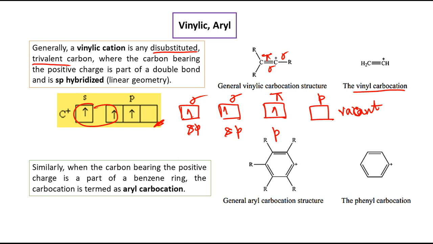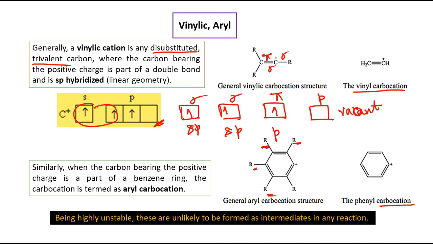When this double bond is part of an aryl group, that is a benzene ring, now it will be aryl carbocation. So when the carbon bearing the positive charge is part of a benzene ring, that is, the positive charge is present directly on the benzene ring, then it will be termed an aryl carbocation. So the general structure, if we represent aryl carbocation: here we have a benzene ring and all the other 5 positions, there may be any group. And if you have all these groups as H, then it will be phenyl carbocation. So in this way we can do the classification of carbocations in different ways.